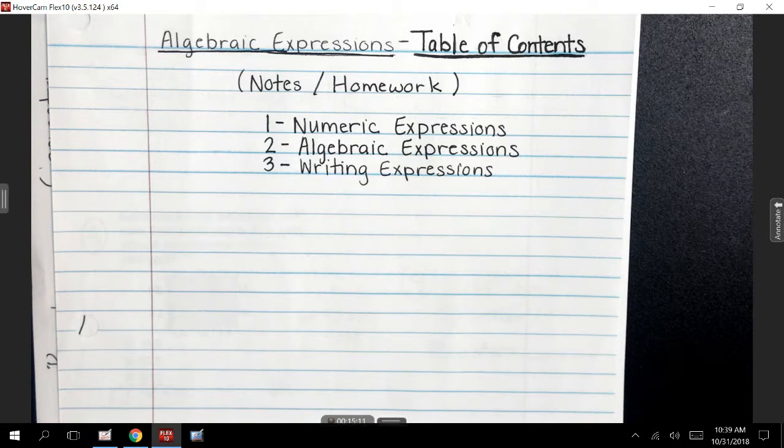All right. So this one is number 3. Make sure you updated your table of contents. I'm about to remove that from the screen.